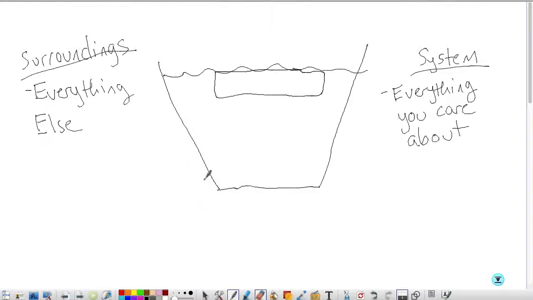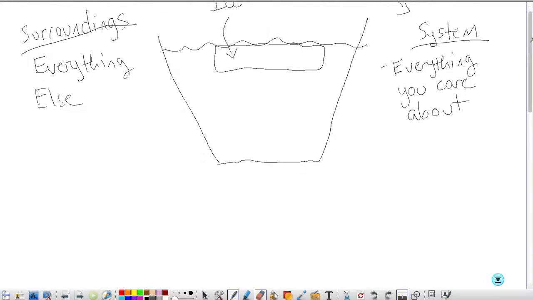Okay, so I have a little artistic rendering here of ice floating in water. So I want to know what's going on with the ice. So in this case, the ice would be my system, and the water, the air, everything else would be my surroundings.